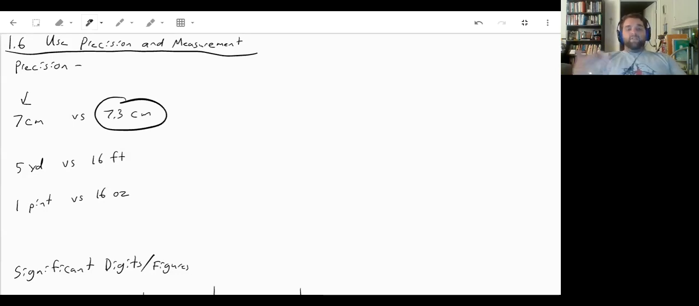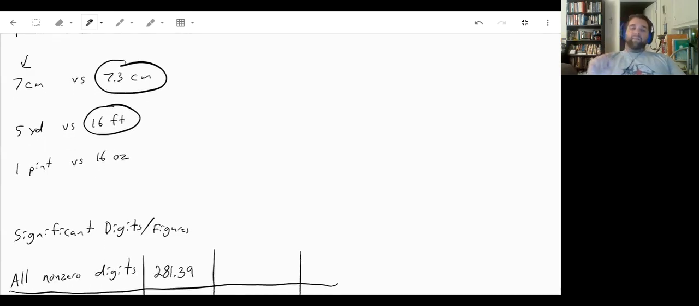For 5 yards versus 16 feet, feet are smaller than yards, so 16 feet is going to be the more precise measurement. 1 pint is the same as 16 ounces. However, since ounces are a smaller unit of measurement, that's going to be our more precise measurement. So that's the first part of this, which is more precise.